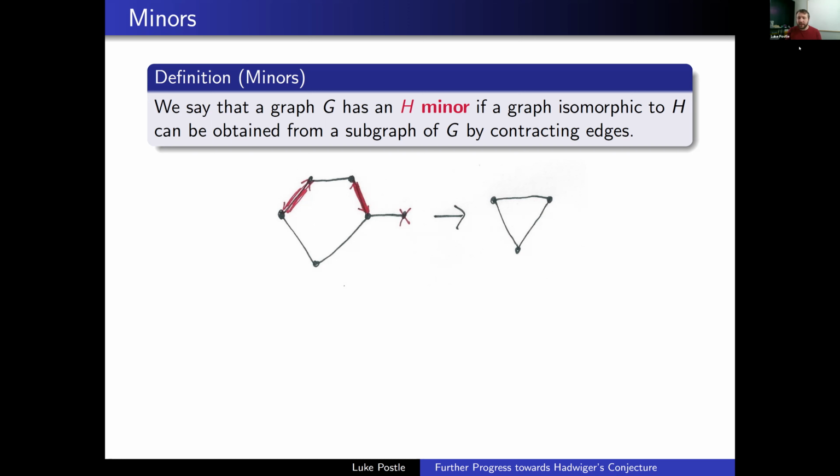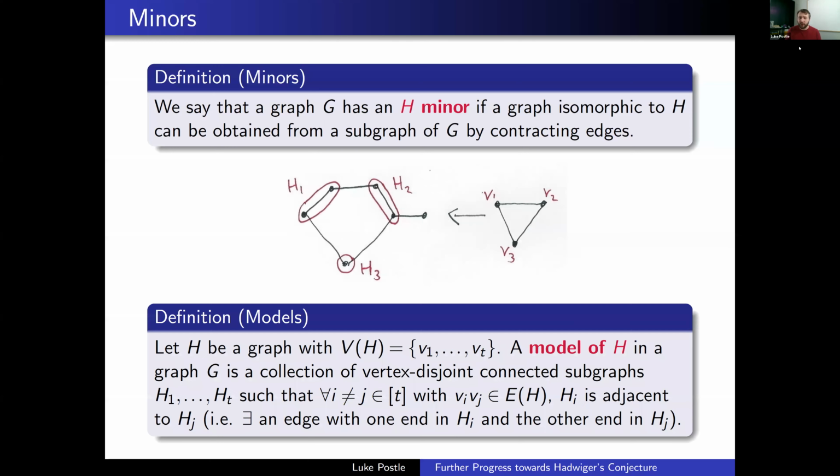So you're maybe used to that. Maybe less used to is the inverse of that, which is equivalent. It's called a model. So let H be a graph, and let's order the vertices of H, v1 up to vt. A model of H in a graph G is a collection of vertex disjoint connected subgraphs, H1 up to Ht, such that whenever you have an edge vi vj in H, Hi is adjacent to Hj. And by that I mean there is an edge with one end in Hi and the other end in Hj. So if you look at that picture, say I wanted to find the triangle with v1, v2, v3, then on the graph on the left, you have H1, H2, and H3 as connected subgraphs, and indeed there's an edge with one end in each pair.